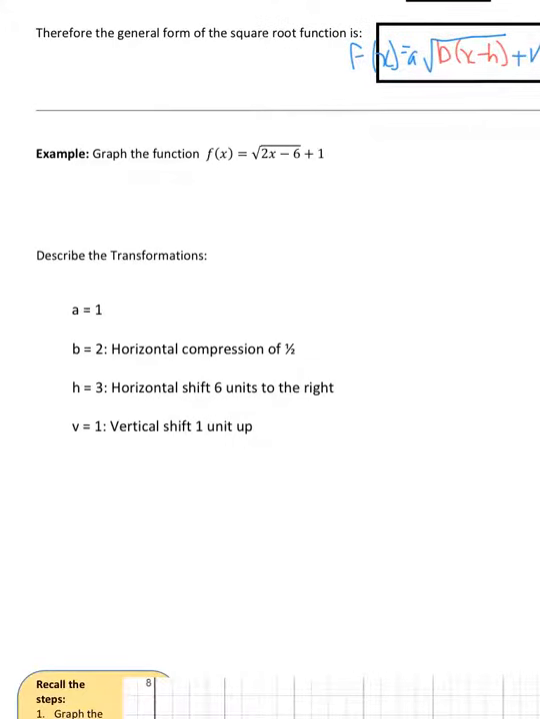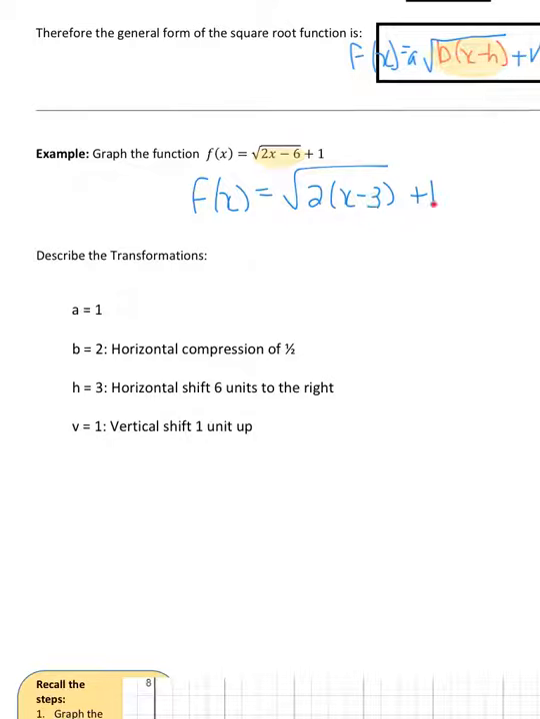So now let's look at the example. We would like to graph the function f of x equals the square root of 2x minus 6, plus 1. This function actually does not have the general form that is required to discuss the transformations. It is important to inspect what is happening inside the brackets, in this case inside the square root. It is not in the form b(x minus h). So what we need to do is factor out the 2 from the 2x minus 6. So we get f of x equals the square root of 2(x minus 3) plus 1.